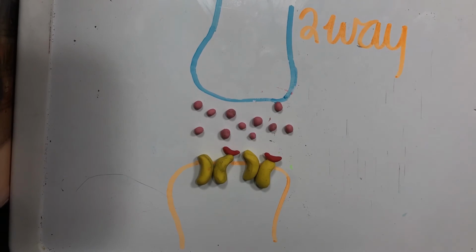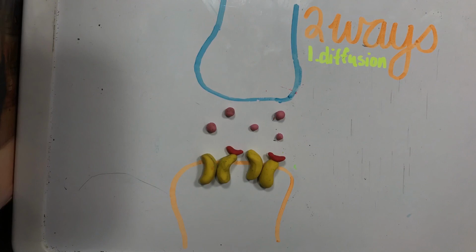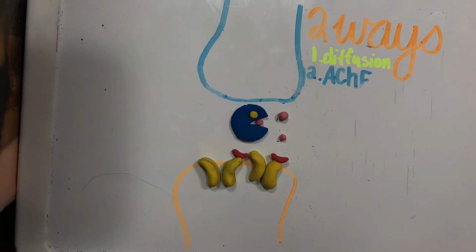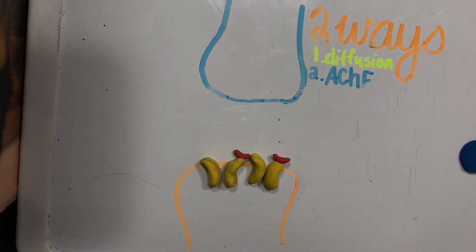Acetylcholine is then removed from the synaptic cleft one of two ways: through simple diffusion or through the use of acetylcholinesterase, an enzyme which breaks down acetylcholine into acetic acid and choline.